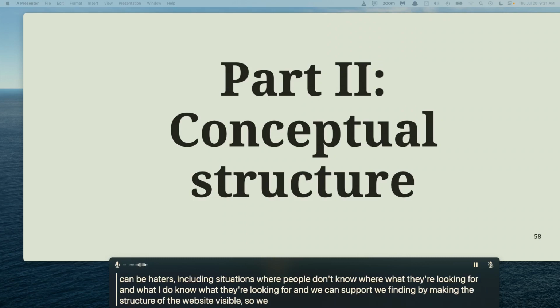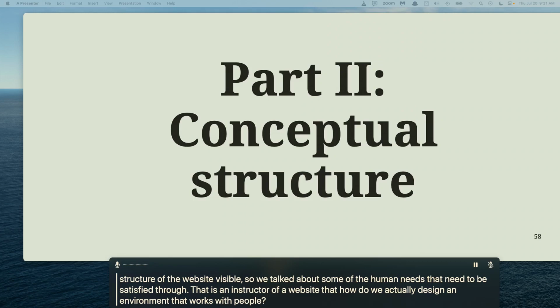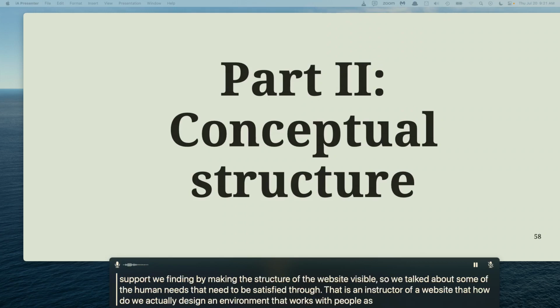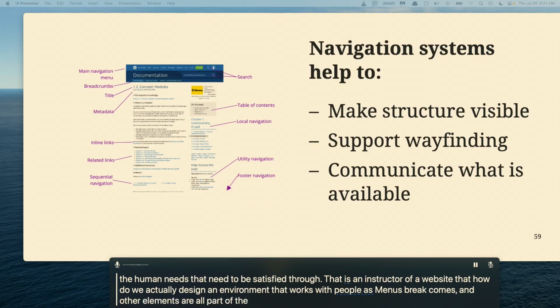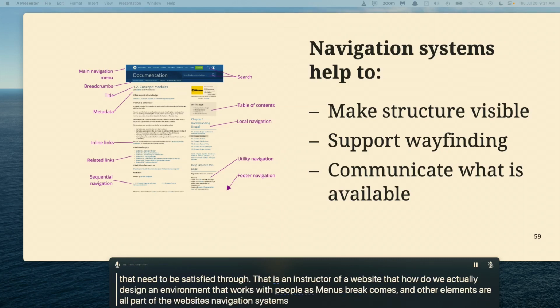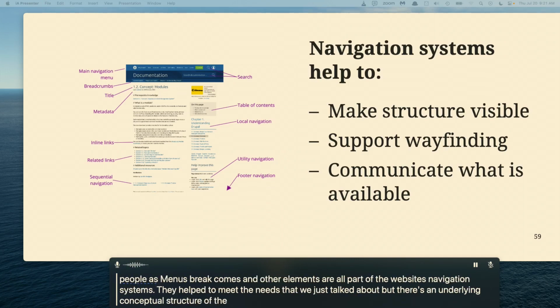So we talked about some of the human needs that need to be satisfied through the design and structure of a website. But how do we actually design an environment that works for people? As we've seen, menus, breadcrumbs, and other elements are all part of a website's navigation systems. They help to meet the needs that we just talked about. But there's an underlying conceptual structure of a website or a product or a system that goes deeper than menus.